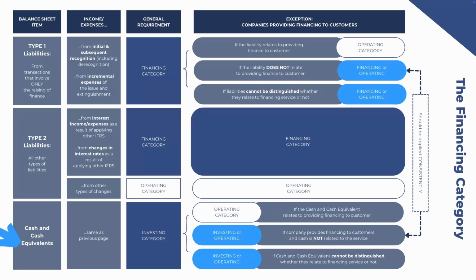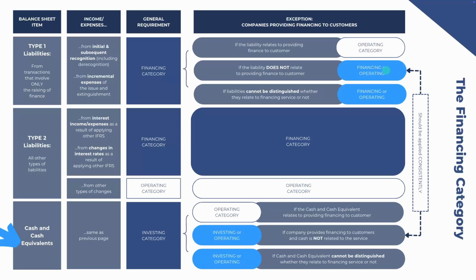And the standard is saying that these two exceptions here, if the company provides financing to customers and the cash is not related to the service, and if the type 1 liability does not relate to the business of providing financing to customers, these two options that you have should be aligned. If you choose here operating, your cash should also be operating. If you choose here financing, your cash should be in the investing activity or investing category.